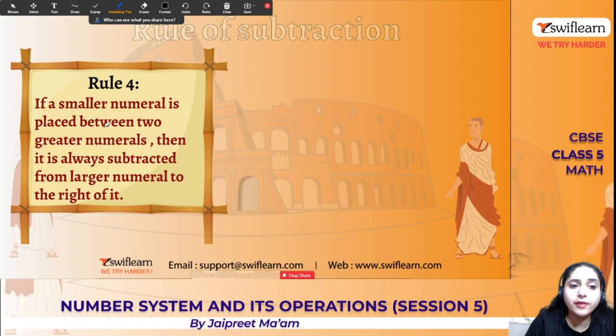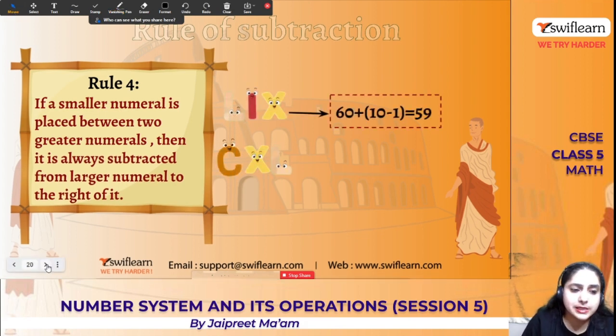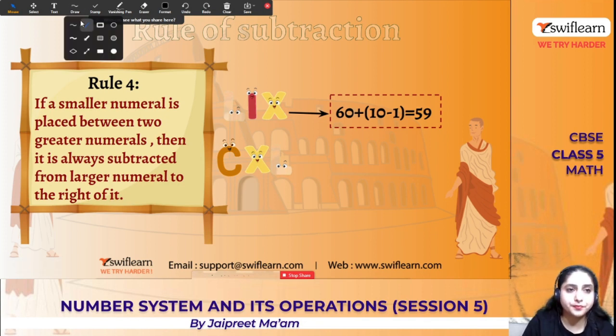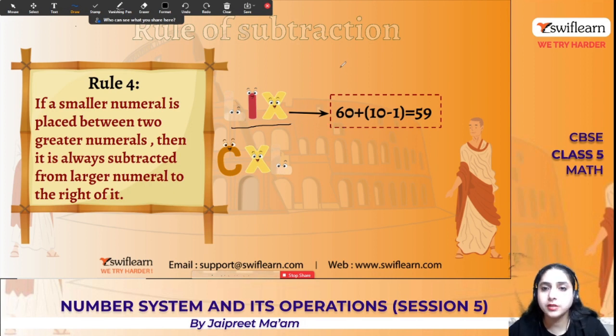If a smaller value is placed between greater values, then it is always subtracted from the larger value to the right of it. What does that mean? Let's see an example. For example, it's written as LIX. L means 50, right? And X means 10, so it's 59, right?